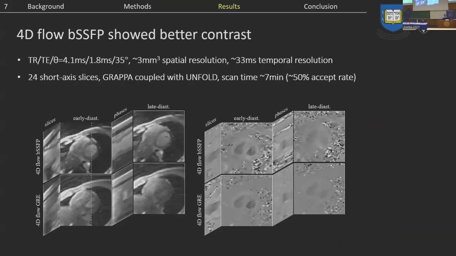So this is a static view. The top row is from our method, 4D flow BSSP, versus the standard GRE. You can see across the different slices and across the different cardiac phases, we have much better myocardial tissue-blood contrast, especially during the end of diastolic stages, where there is no inflow enhancement. The standard 4D flow GRE shows no contrast at all, but our method maintains the high contrast and also the high accuracy of the flow measurement.